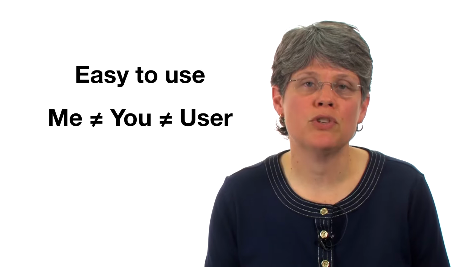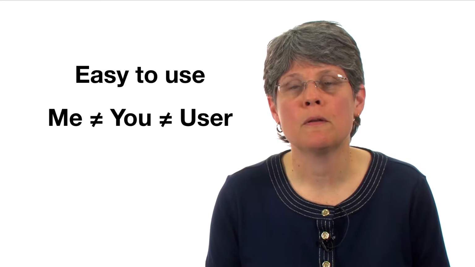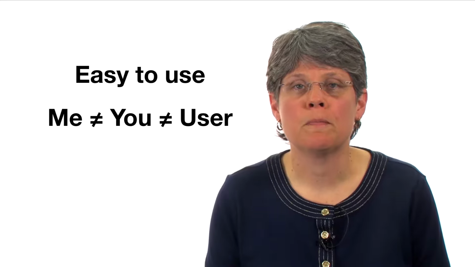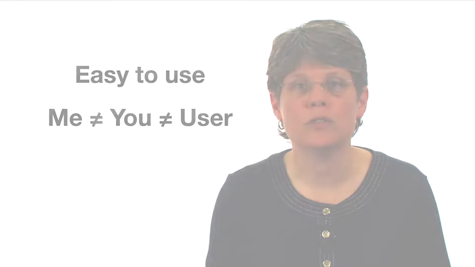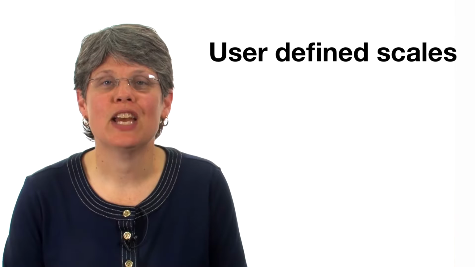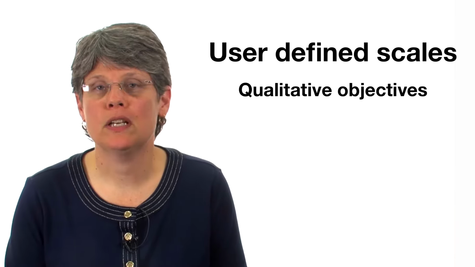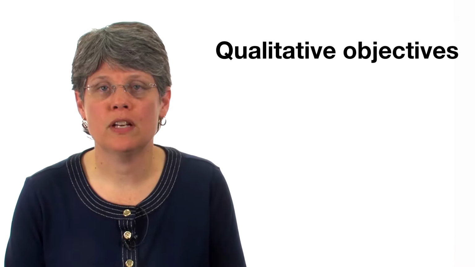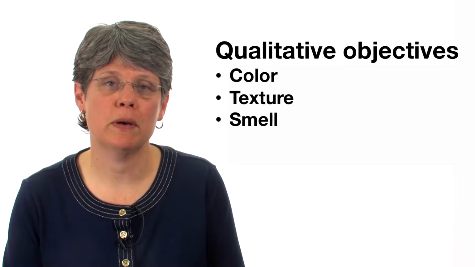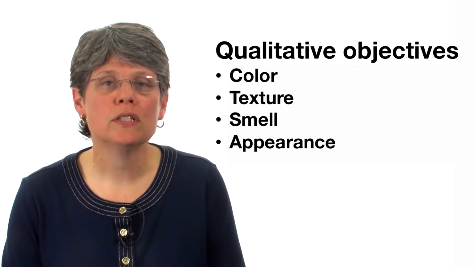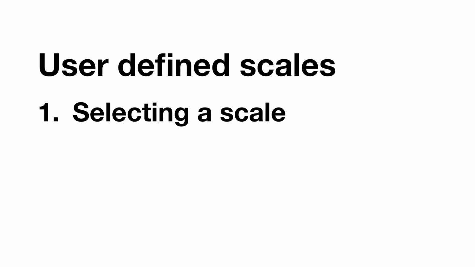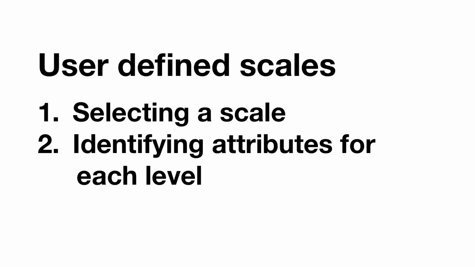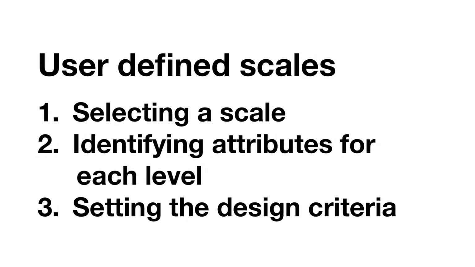Because these types of objectives come up so frequently in engineering design, we've developed a formal way to deal with them. That's called user-defined scales. User-defined scales are set up by design teams to convert qualitative objectives into quantitative design criteria. Examples of these qualitative objectives include color, texture, smell, and appearance. Design teams convert these qualitative objectives into quantitative design criteria by selecting a scale, identifying levels with specific attributes or characteristics, and then setting the criterion.